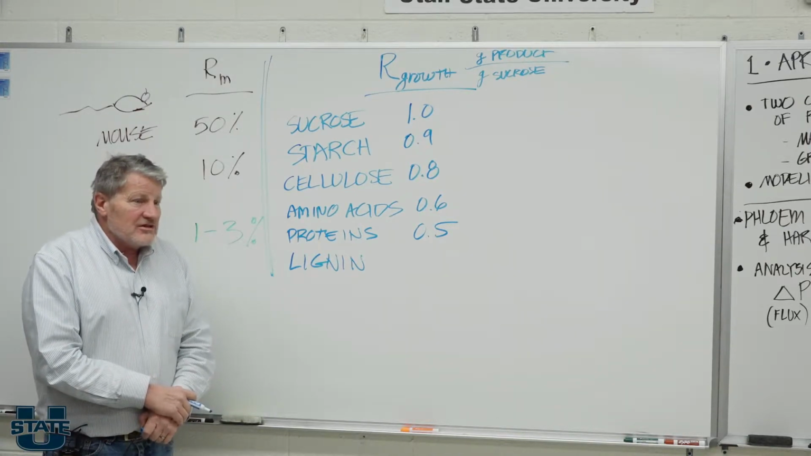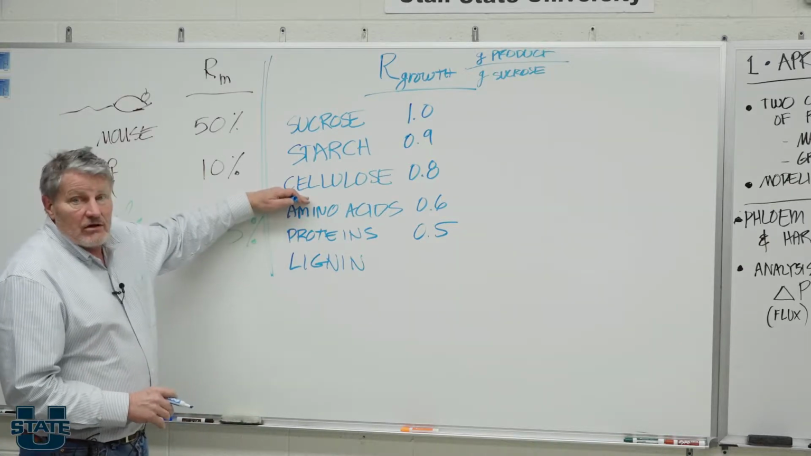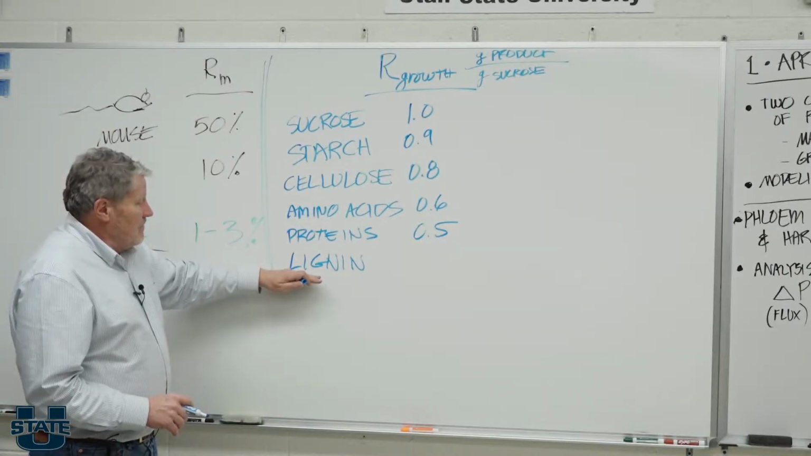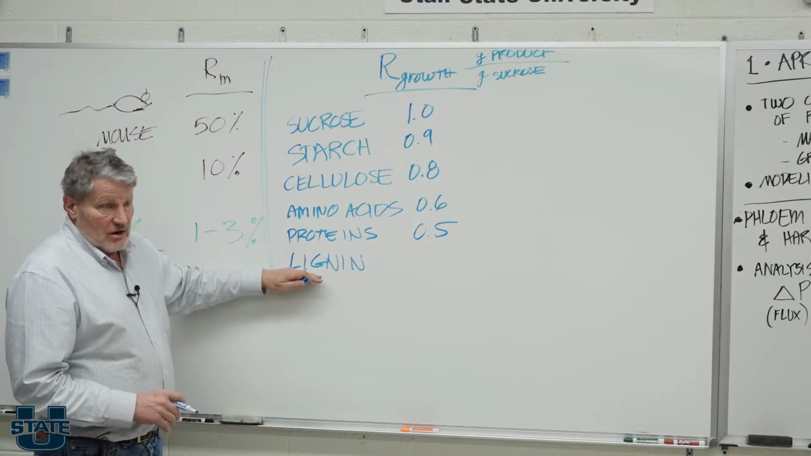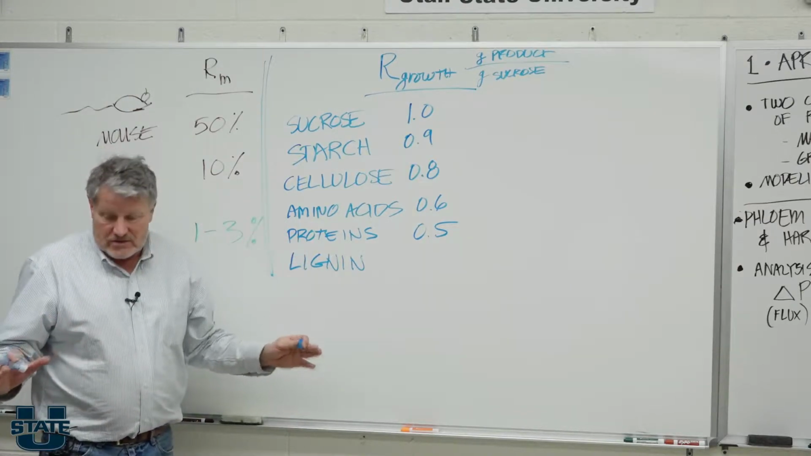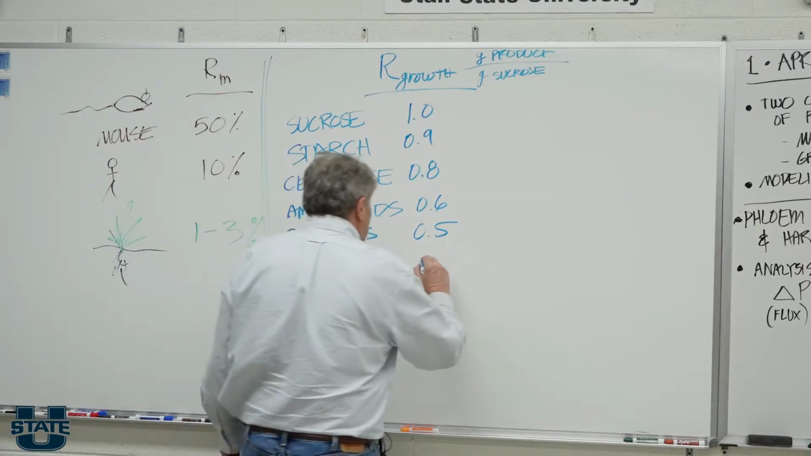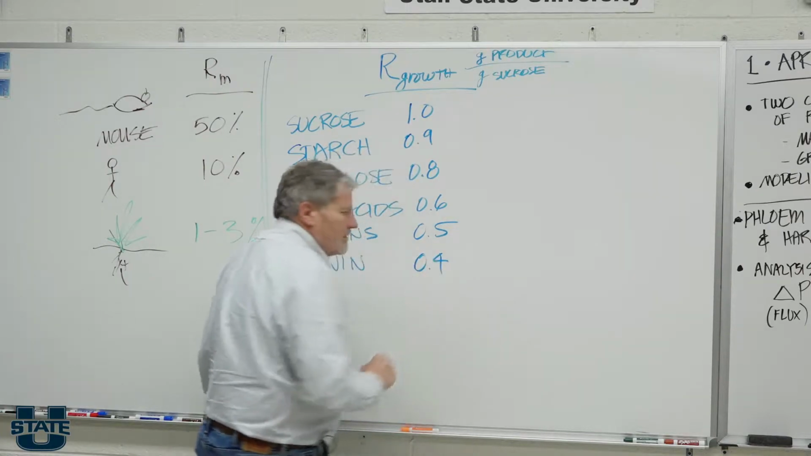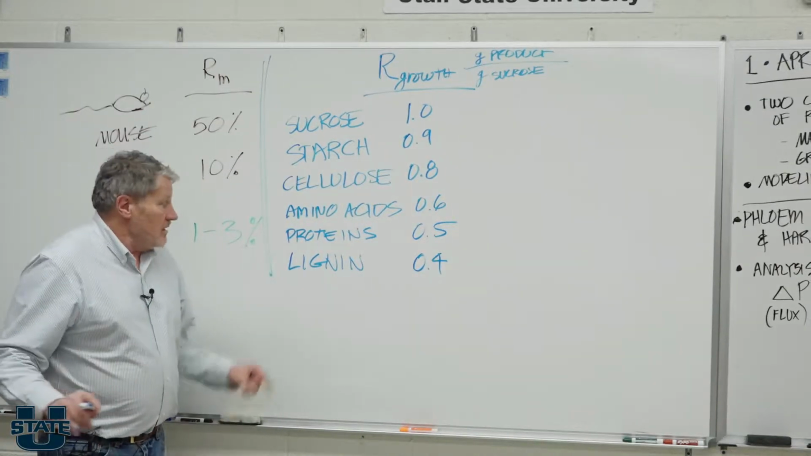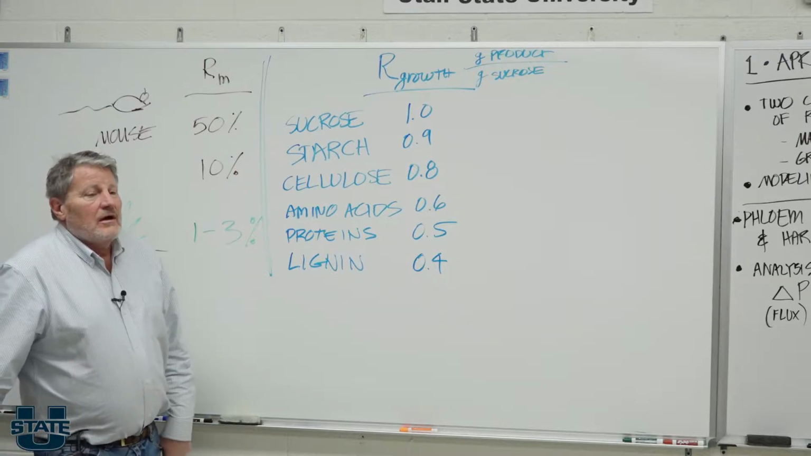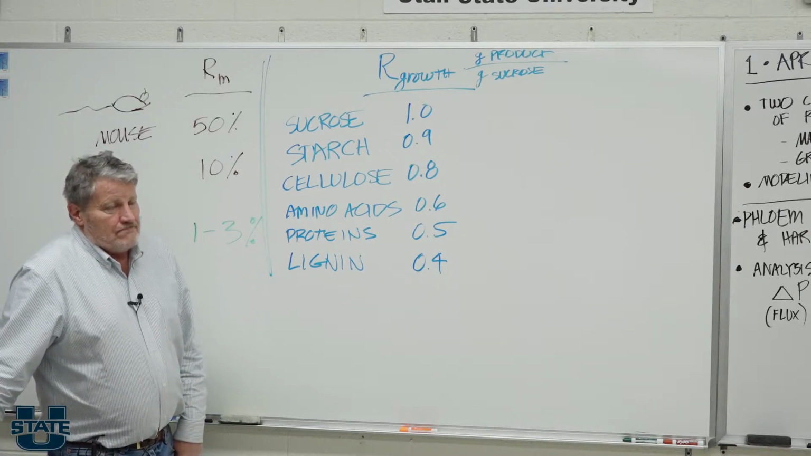We can't digest lignin, we can't digest cellulose either. But lignin's really tough. It's a carbohydrate, but it's a huge complex molecule. And lignin is harder to make than proteins. We have one final compound.